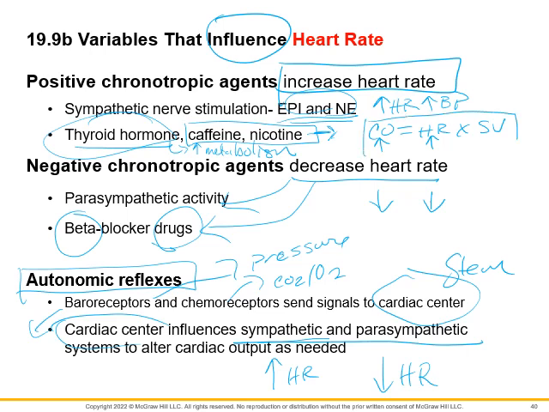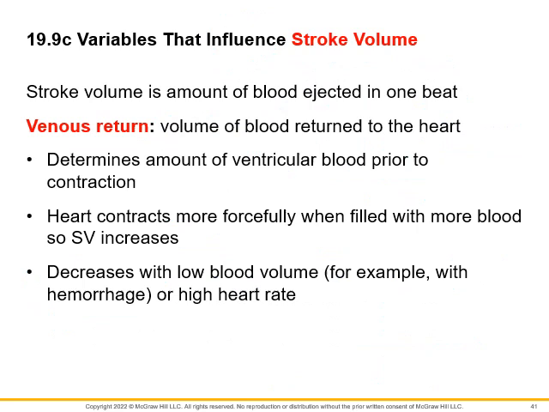Kind of the bottom line is here, right? If you increase heart rate, you increase cardiac output. If you decrease heart rate, you decrease cardiac output. With stroke volume, which is the amount of blood ejected in one beat, kind of the return of blood to the heart determines how much blood can be ejected by the ventricle.